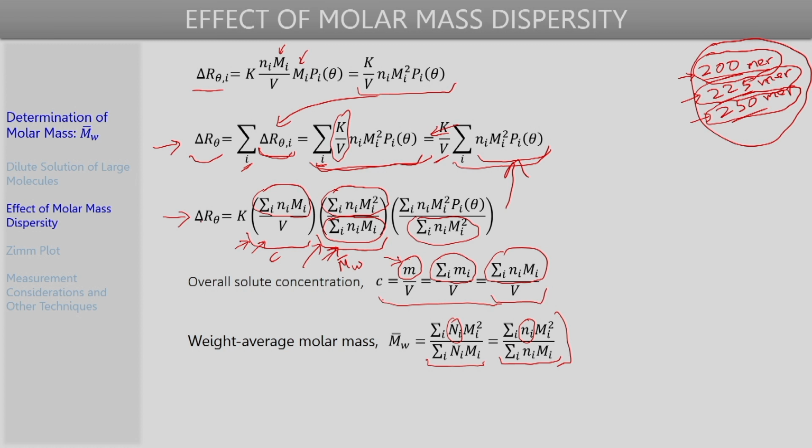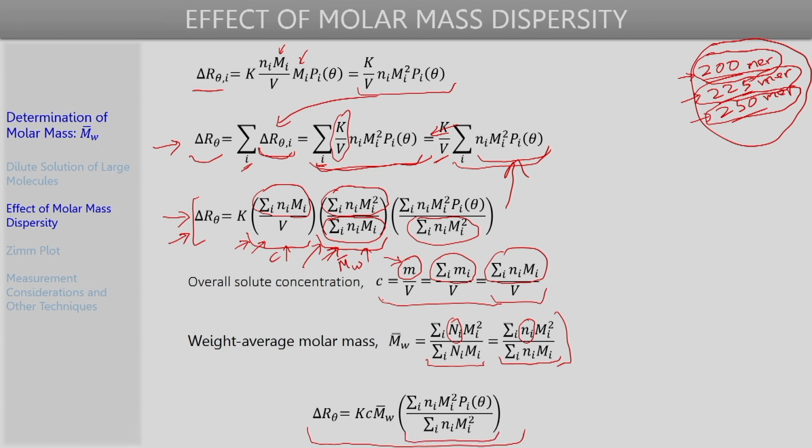So, we see that by reformulating the expression for delta R in this way, we can actually obtain two measurable and familiar quantities in the expression. So, if we replace the first term here by concentration and the second term by the weight average molar mass, then the expression for delta R theta we can just write in this way. So, delta R theta becomes K times C times weight average molar mass times this bracketed quantity here.